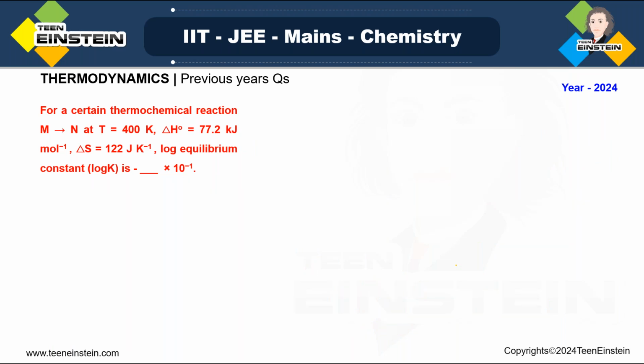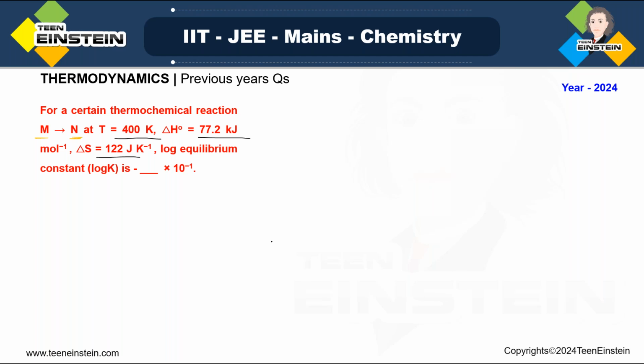For a certain thermochemical reaction, you are converting M to N at temperature 400 Kelvin. Enthalpy change given is 77.2 kilojoule per mole, and del S value given is 122 joule per Kelvin. So mostly you will see del S values are always in joule per Kelvin, not kilojoule. But del H, del G, mostly it is in kilojoule. So whenever you use them together, just be careful whether all are in kilojoule or all are in joule.